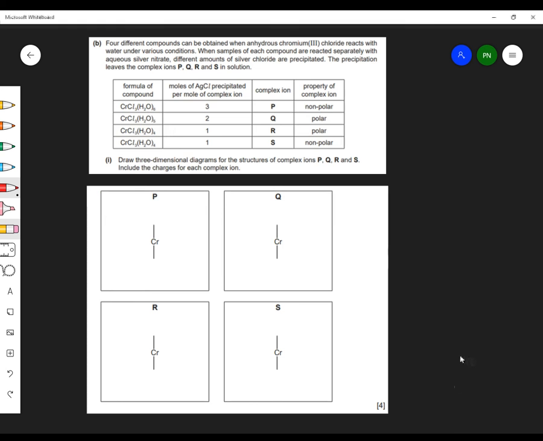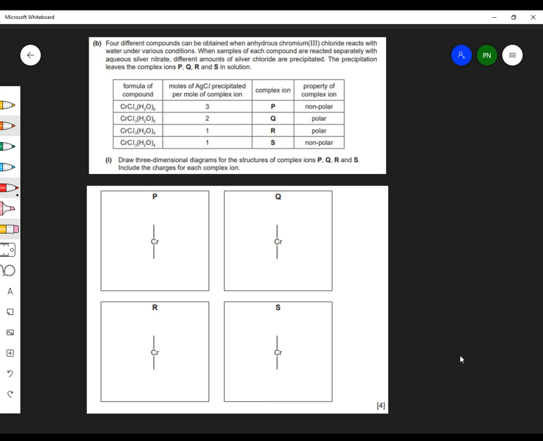This is the second question, or part B. Four different compounds can be obtained when anhydrous chromium 3 chloride reacts with water under various conditions. When samples of each compound are reacted separately with aqueous silver nitrate, different amounts of silver chloride are precipitated. The precipitation leaves the complex ions P, Q, R, and S in solution. There's the formula of the compound there, and moles of AgCl precipitated per mole of complex ion. There's 3 there. Complex ion is P. Property of the complex ion is nonpolar.